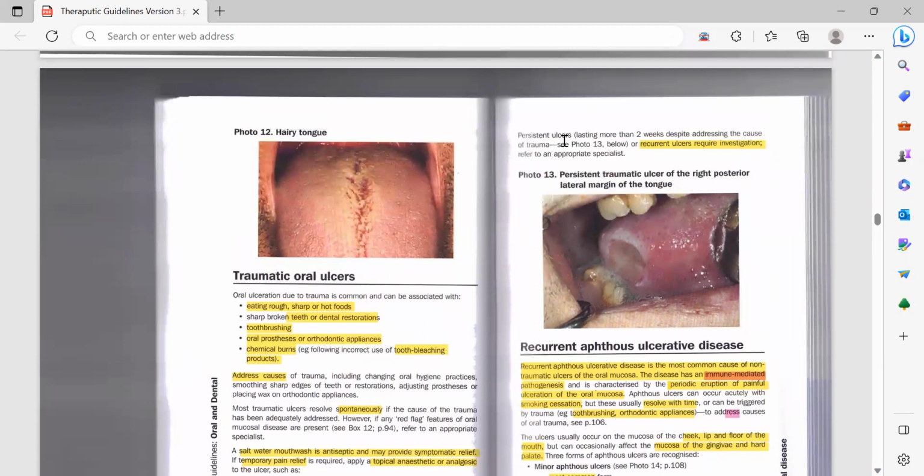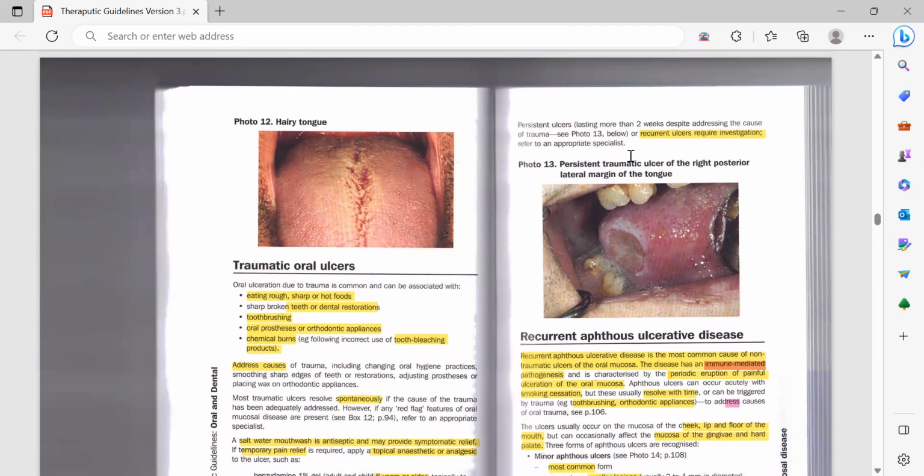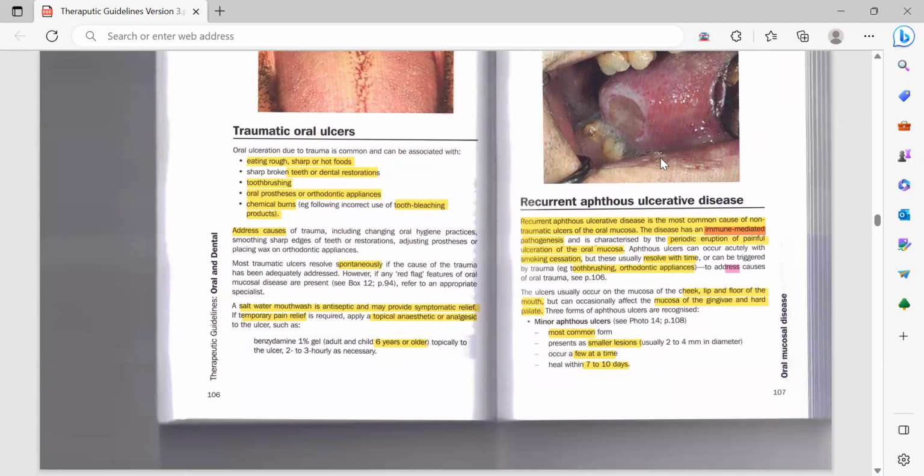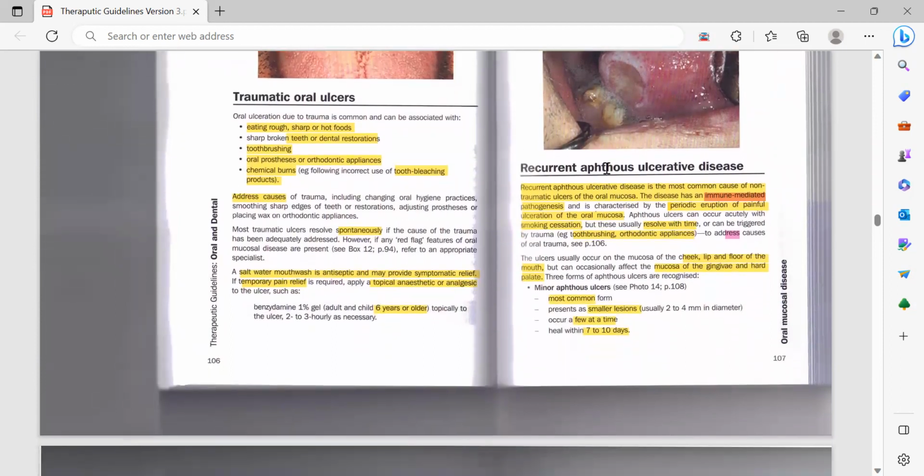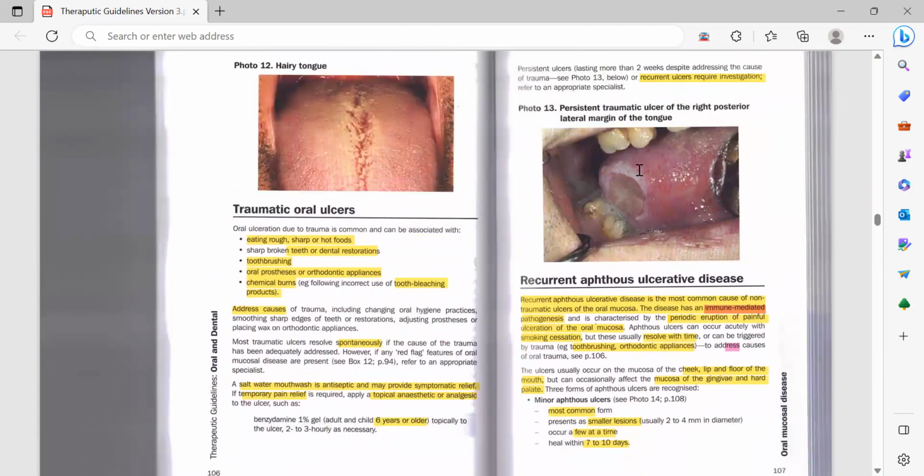Then, persistent ulcer. If the ulcer has been there more than 2 weeks despite addressing the cause of trauma, so you have removed the cause but the ulcer is still there, or if there are recurrent ulcers, that would require investigations and referral to an appropriate specialist. Which specialist? An oral medicine specialist. We will continue from this topic after ulcers in the next pages.